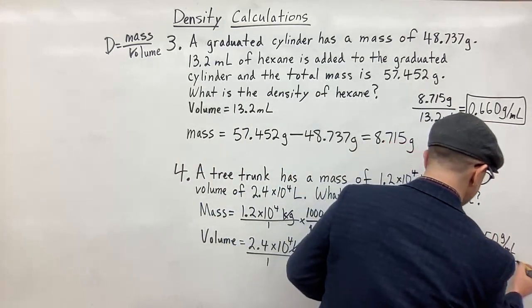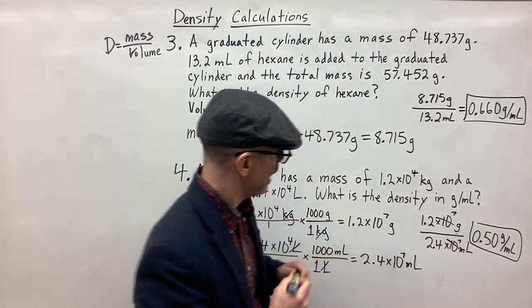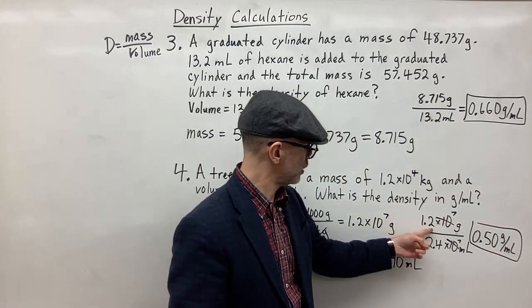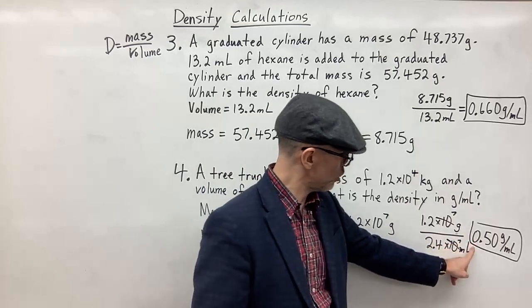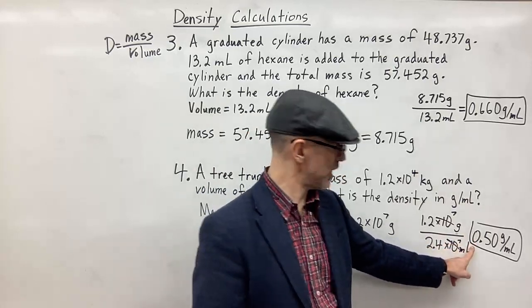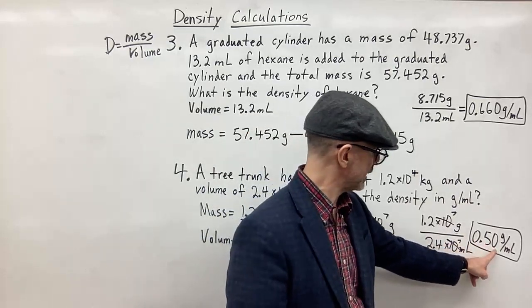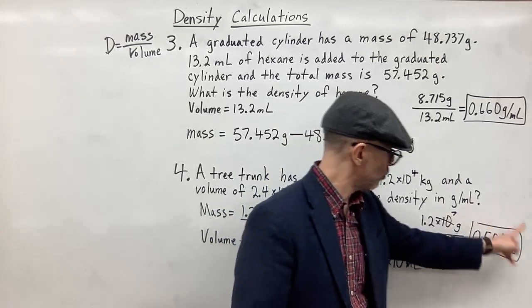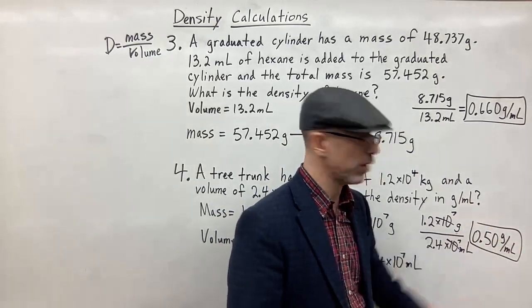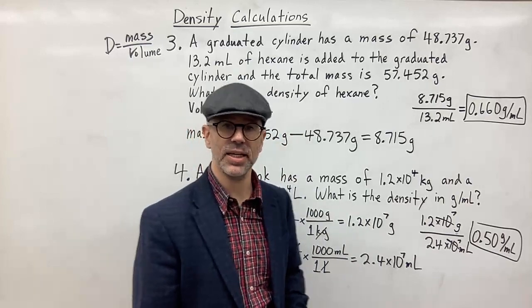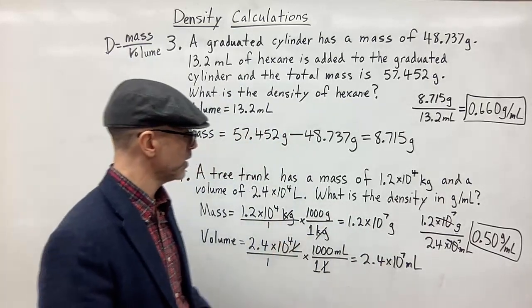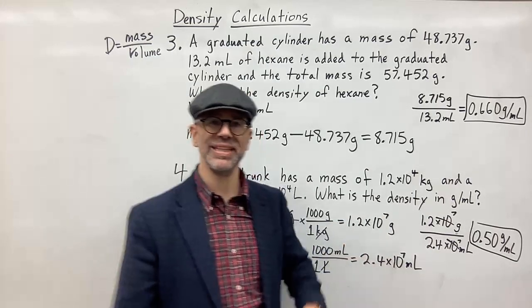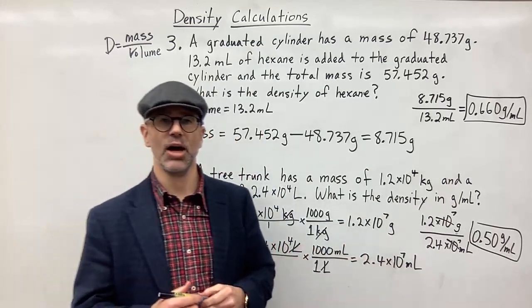Now you'll notice that this has 2 sig figs in it. And that's because I have 2 sig figs here and I have 2 sig figs here. So the first 0 is not significant, but the second 0 is. So 0.50 grams per milliliter is the density of the wood in the tree trunk. And so that, ladies and gentlemen, is how you do density calculations.